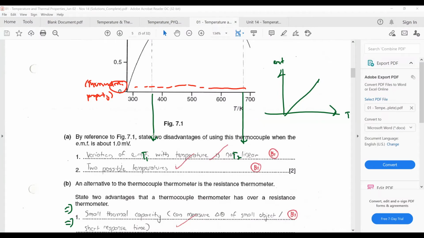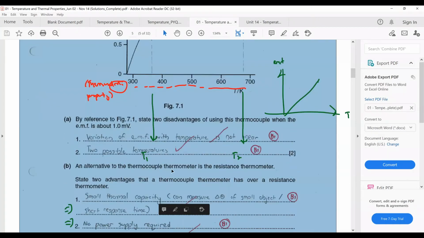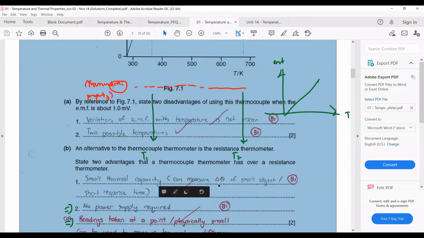Now, an alternative to the thermocouple thermometer is the resistance thermometer. Okay, this is another one. This one makes use of resistance as its thermometric property. Now, state two advantages that the thermocouple thermometer has over the resistance thermometer.